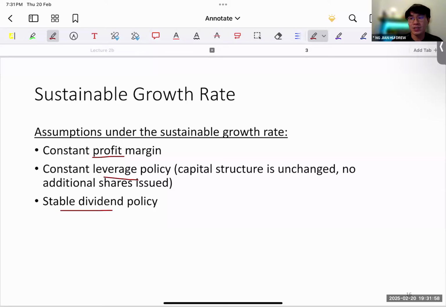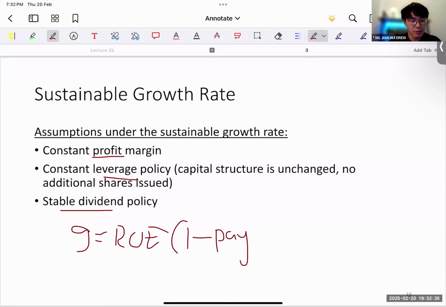These are very harsh assumptions, which is why sometimes when we use the sustainable growth rate formula, it might not make too much sense, because profit margin changes, leverage changes, even payout policy might change over time as well. This is why many times we use either the analyst forecast, which can be found in the market intelligence tool, or a historical average, which might be better than using the formula G equals ROE times 1 minus payout.